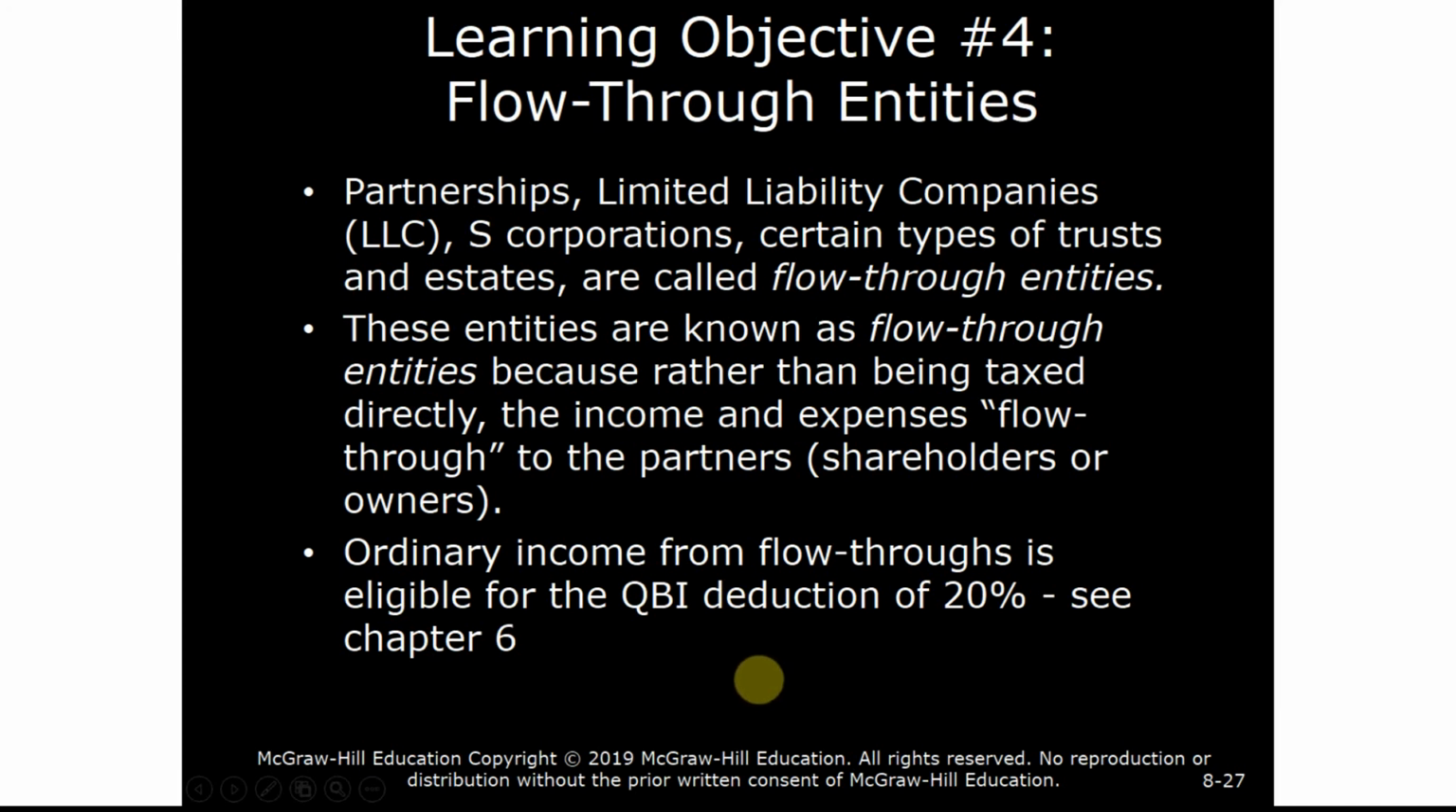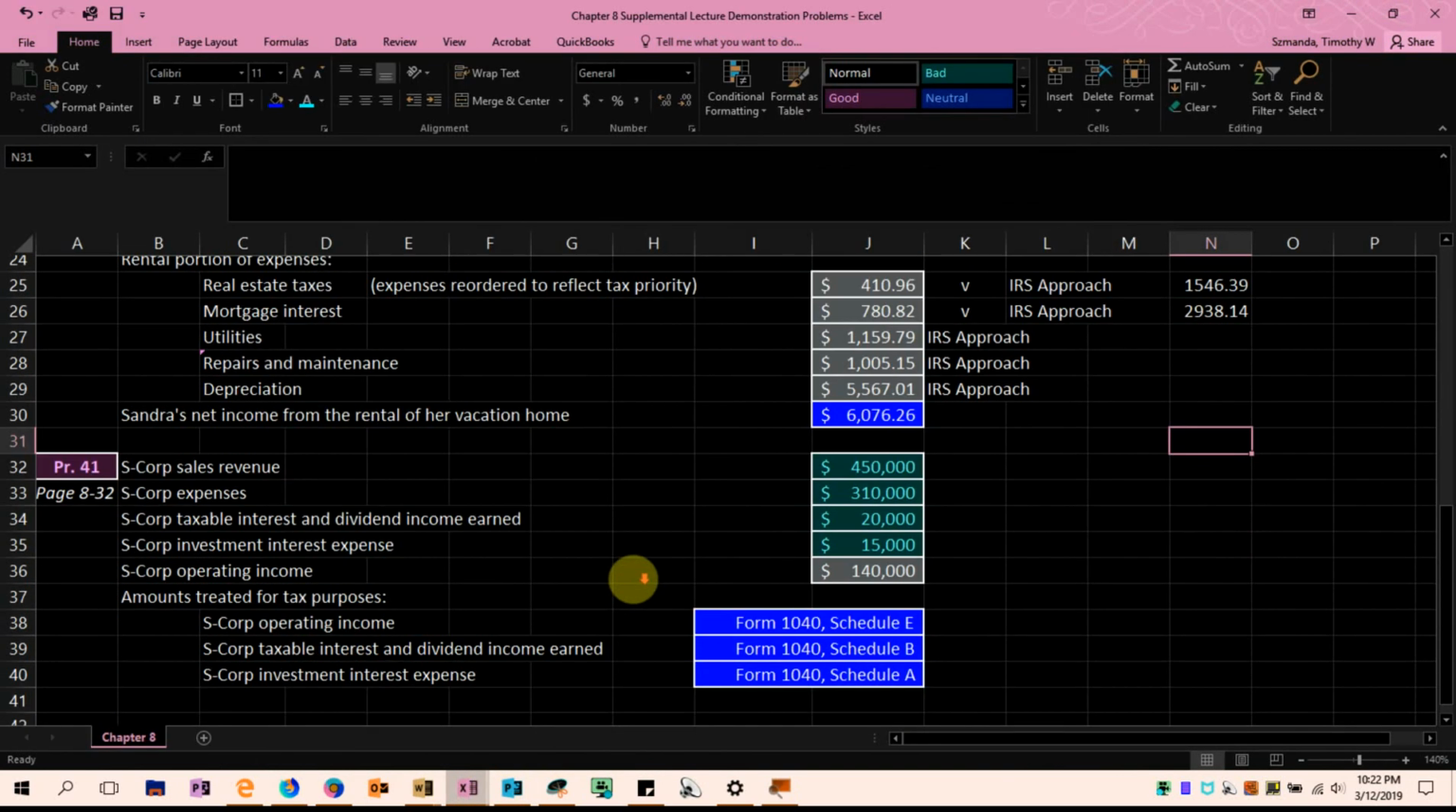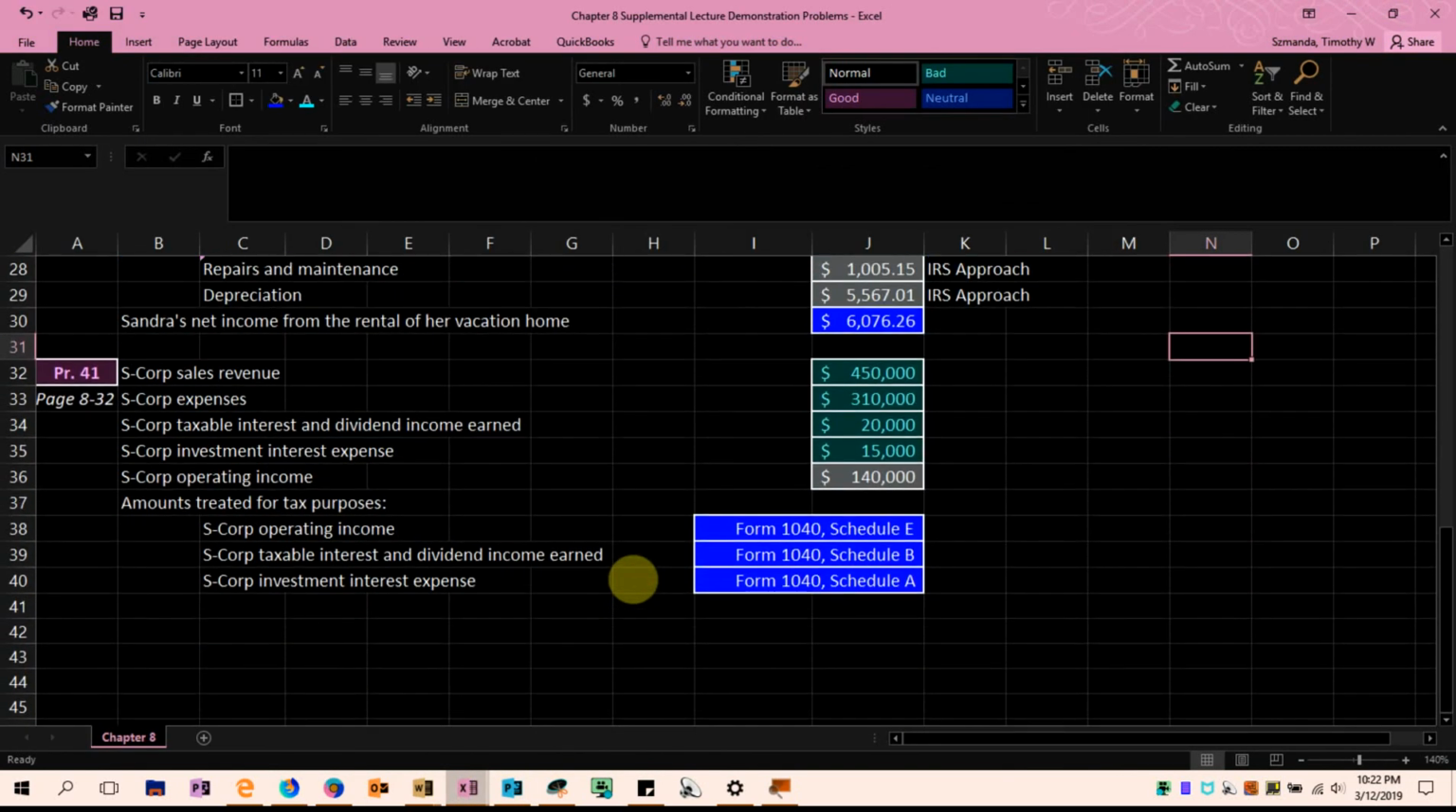So let's go through an example of this idea of pass-through entities. The one I'm looking at is problem number 41, in your text on the top of page 8-32. We're not going to go too deep into calculating the amounts on K1, but we do need to know what tax form we should be using. In problem 41, Nicole and Muhammad are married taxpayers. They filed jointly. They're equal owners in an S corporation, so that's a pass-through. The S corp itself is not taxed.